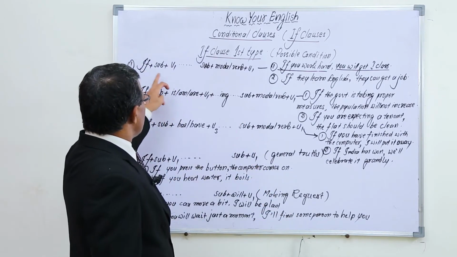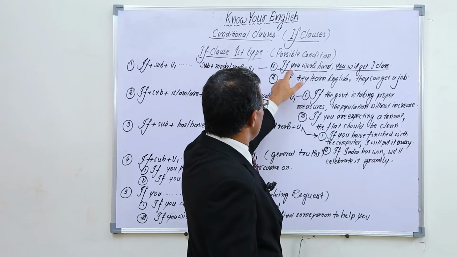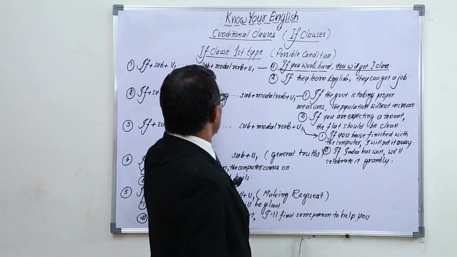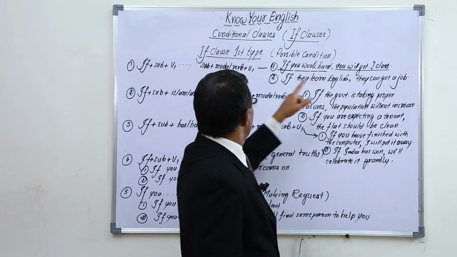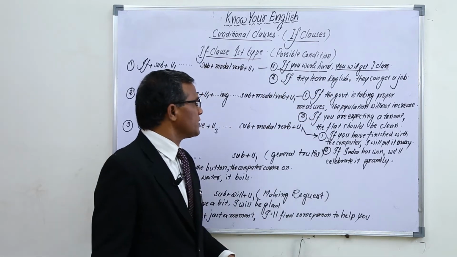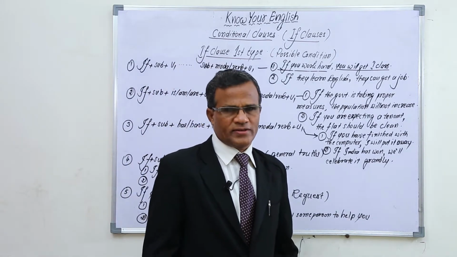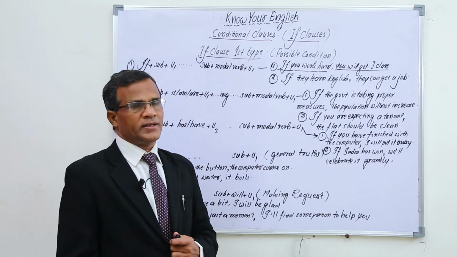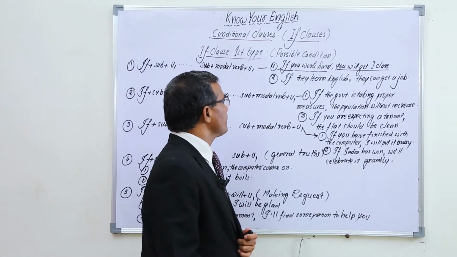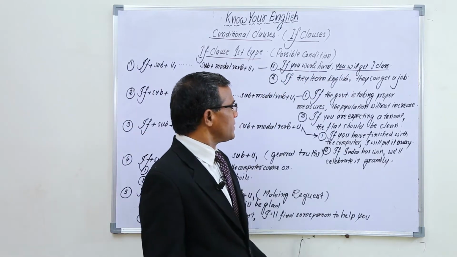If subject plus V1: if the subject is you, then the verb is work. If you work hard, you is the subject, the modal verb is will, V1 is get: you will get first class. If you work hard, you will get first class. It means if you work hard, there is a chance for you to get first class. There is a possibility for you to get first class. So we are talking about possible conditions only.